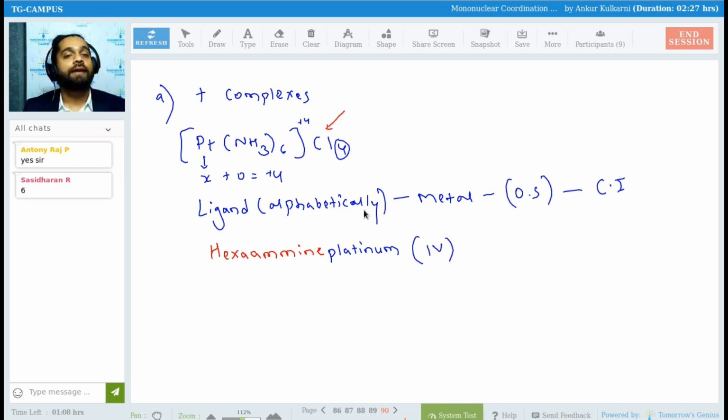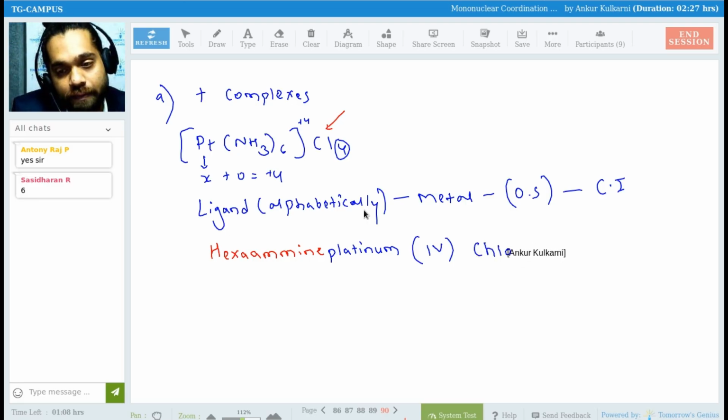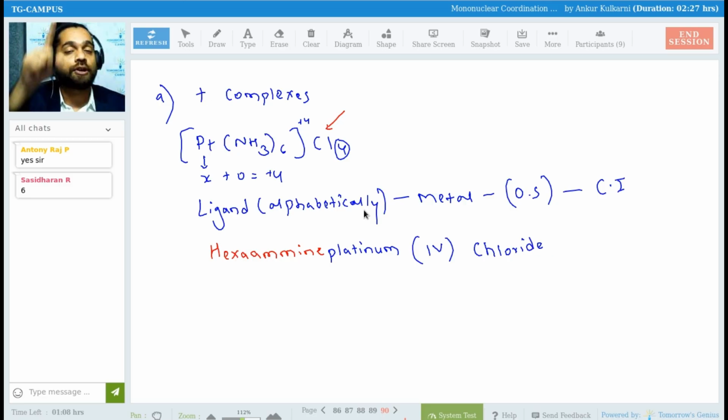So hexaamine platinum 4. Then your counter ion, you do not have to write di, tri, tetra, nothing. Counter ion you have to write as it is. So hexaamine platinum 4, then give the space, chloride. Are you getting it, everyone? So it is understood since there is positive 4 charge, we have a chlorine which are 4 negative. So that's why we do not write bi, tri, tetra, no need. So hexaamine, platinum 4, chloride.